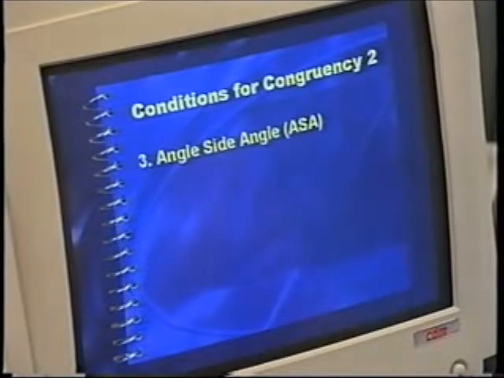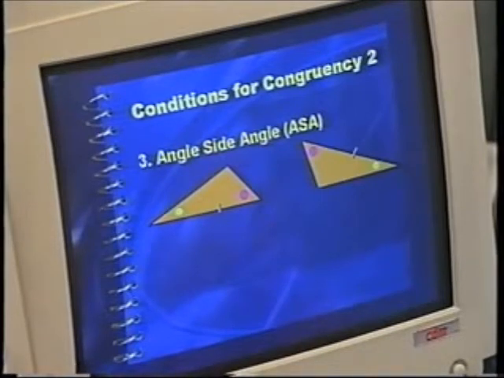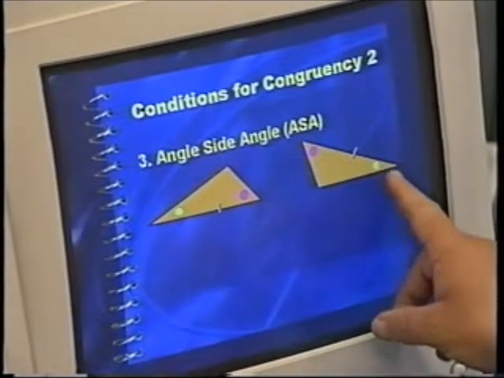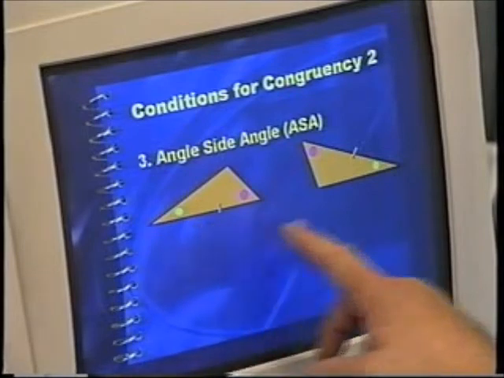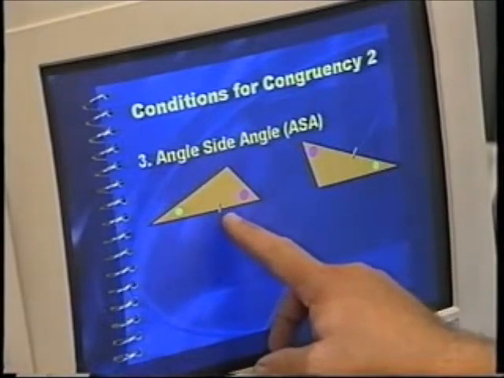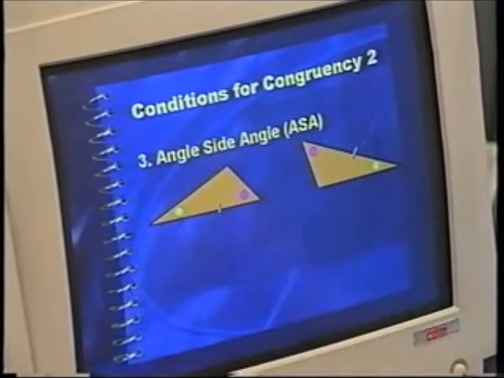Third condition, angle, side, angle, or referred to as ASA. And there, the side is between the two given angles. See, this green angle corresponds there. The side is between the two given angles.